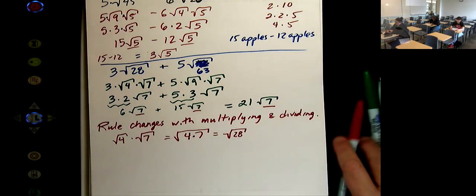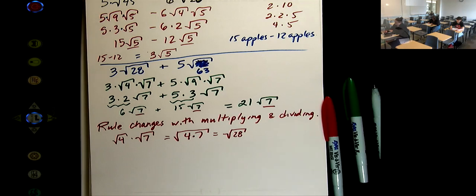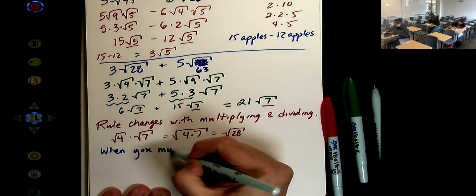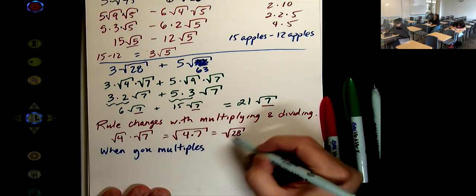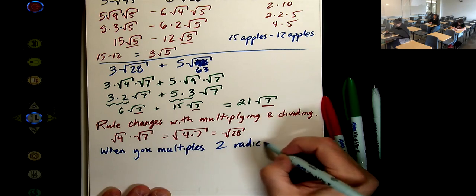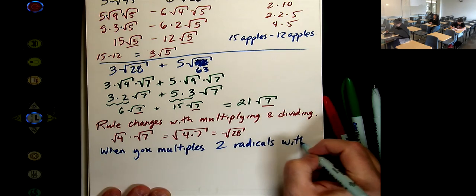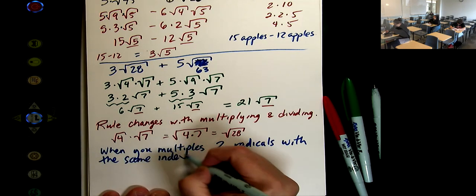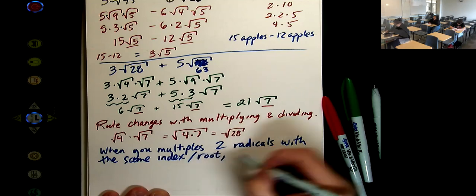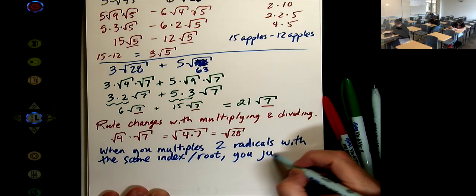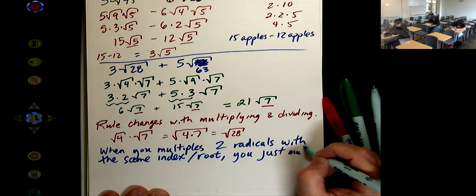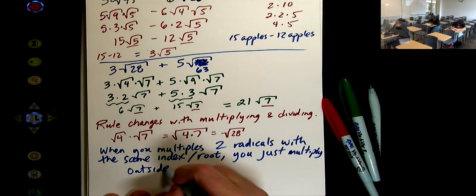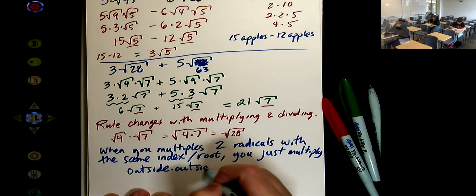So when you multiply two radicals with the same index, or same root, you just multiply outside times outside and inside times inside.